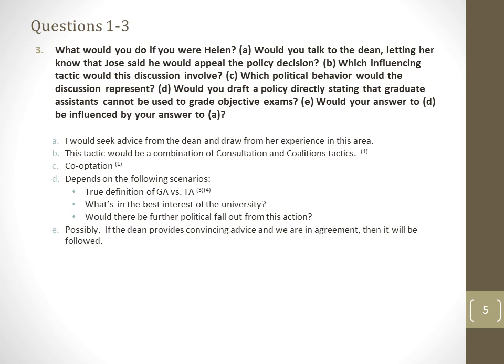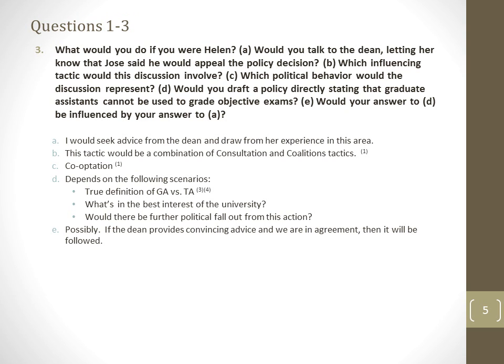Question number 3, what would you do if you were Helen? Part A, would you talk to the dean letting her know that Jose said he would appeal the policy decision? I would definitely seek the advice of the dean because the dean has been there for a longer duration and is more aware of what the rights are and possibly give some really good advice as to what would be the best move. Of course, I wouldn't ask the dean to make the decision for me, but at least to inform me as to what are the best paths to go forward in order to do what is right for the university and for the department.